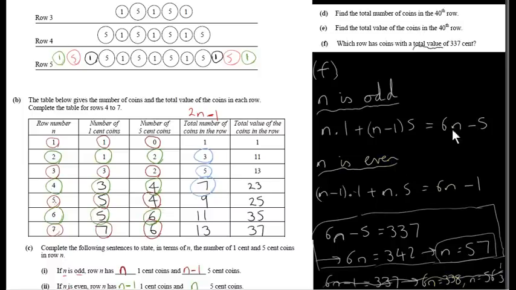So you just try each of these formulas. One of them will give an integer solution, the other one won't. So the answer to part F is that n is 57. The 57th row has coins with a total value of 337 cents.